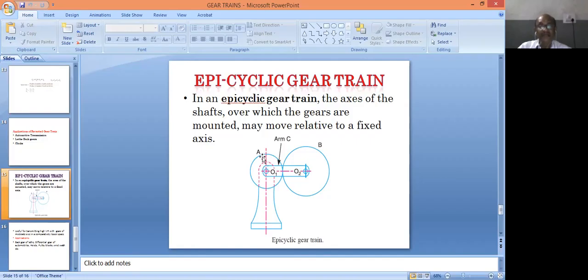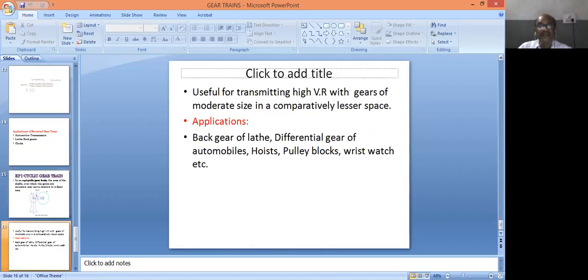But if gear A is fixed and the arm is made to rotate about the center of rotation O1, when power is given, gear B is forced to rotate around and upon gear A. So gear B is forced to rotate upon and around gear A. Such a type of motion is called epicyclic. As gear B moves outside gear A, it is an epicyclic motion.